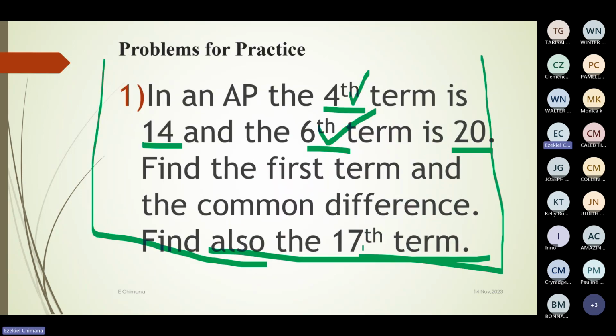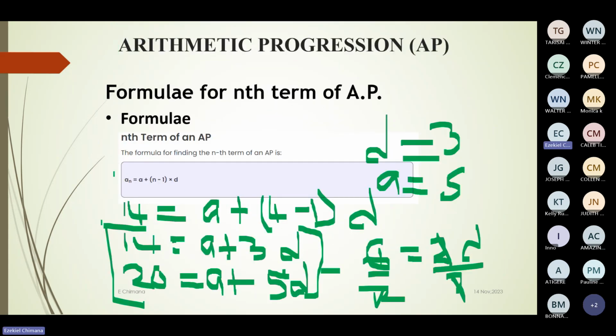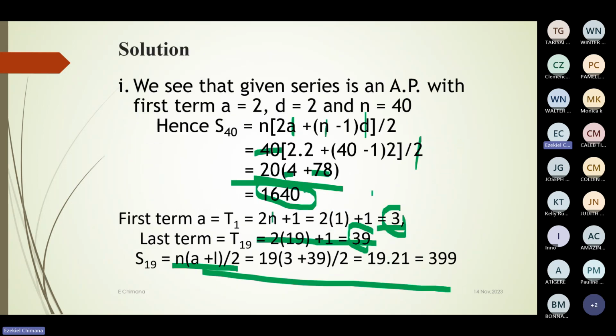And then the next thing that you were being asked to do was to find the 17th term. So the 17th term, you know that the formula is here, a_n is equal to a plus n minus 1 times d. And then you have your a, you have your d, and you have your n here. Your n is 17, the 17th term. So it will be actually 5 plus 16 times 3. That's your 17th term. Just as simple as that.